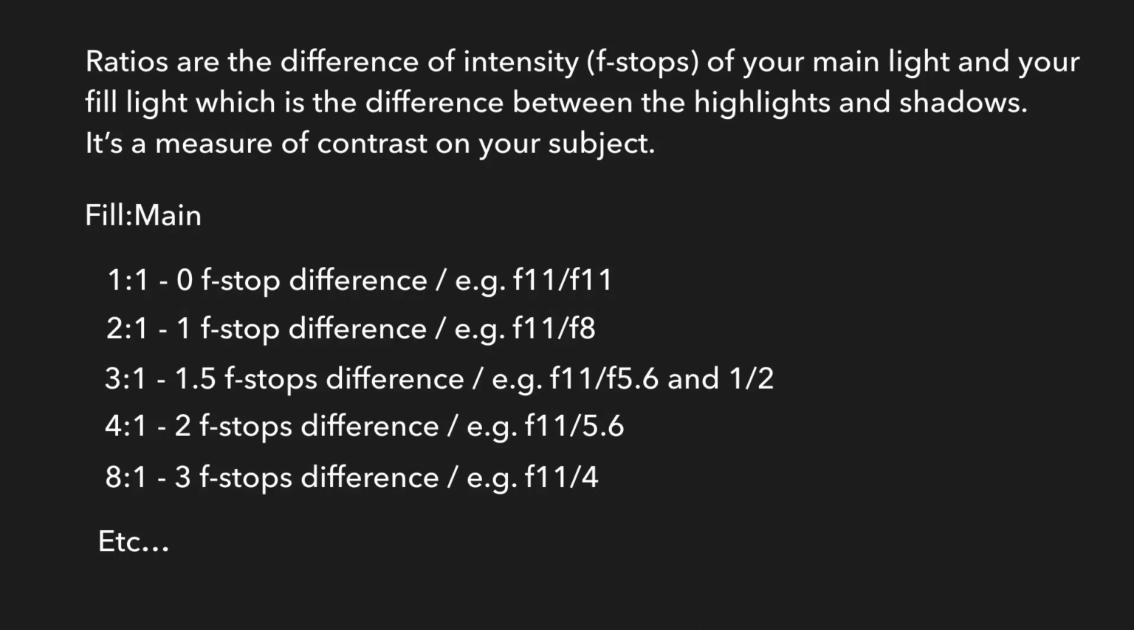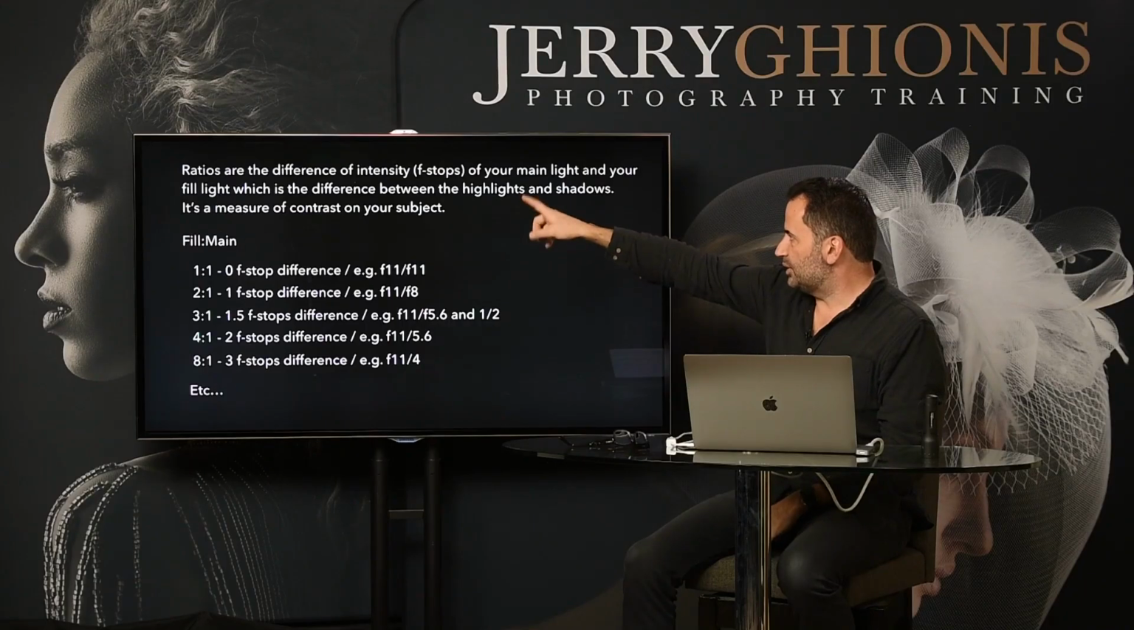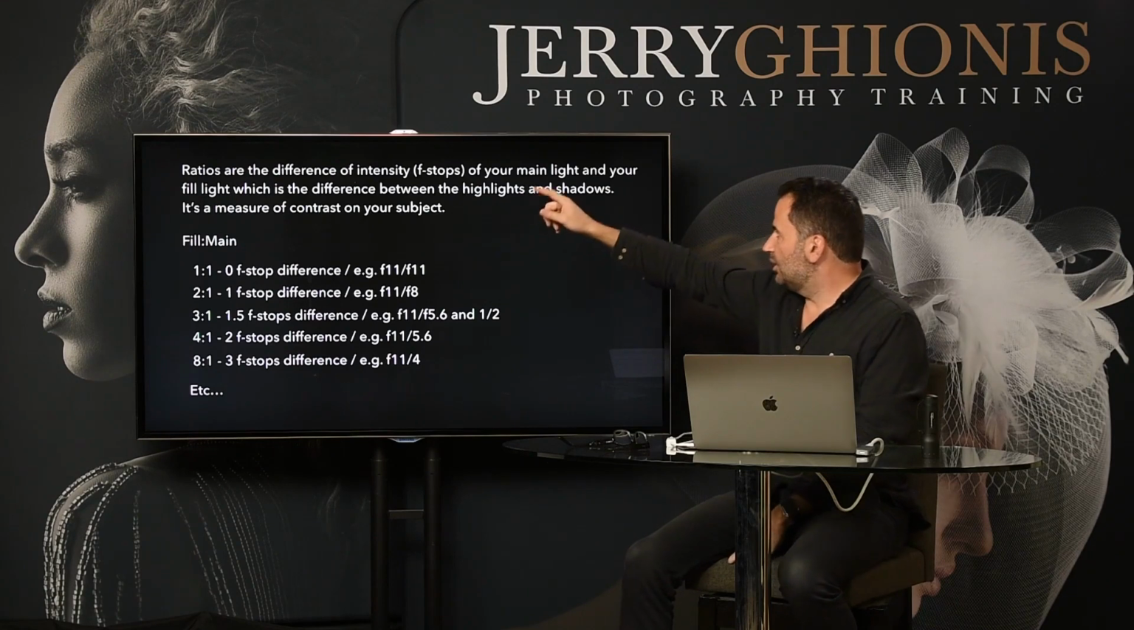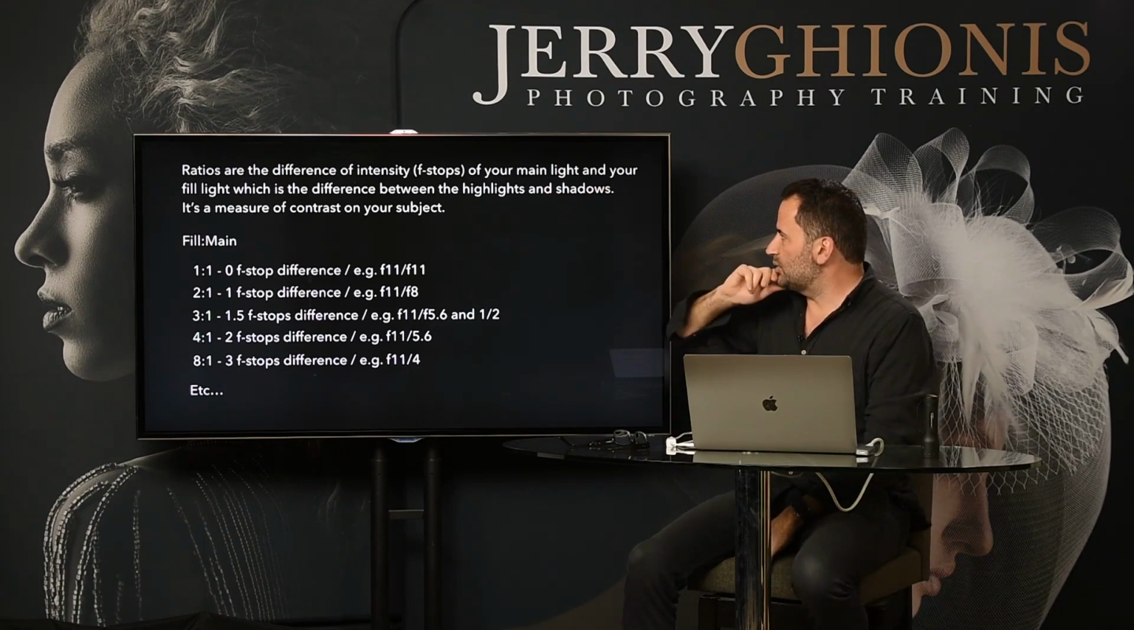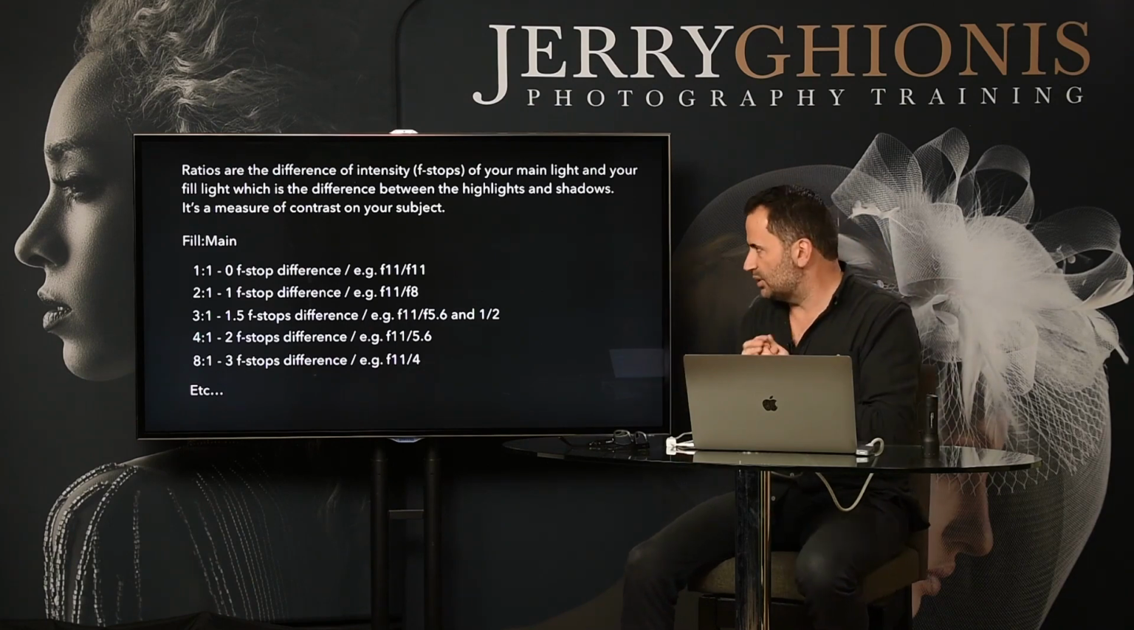One is just filling in detail. One's illuminating me sort of all over. And then one is actually creating the accent, the key light, the main light. This is giving me what I'm basically trying to say. So again, ratios are the difference of intensity, the f-stops, of your main light and your fill light, which is the difference between the highlights and the shadows. It's basically a measure of contrast on your subject.